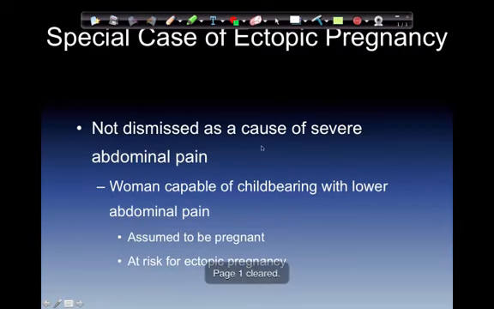Special case of the ectopic pregnancy. Not dismissed as a cause of severe abdominal pain. Any woman that is capable of childbearing with lower abdominal pain, assume they are pregnant and at risk for ectopic pregnancy until proven otherwise.